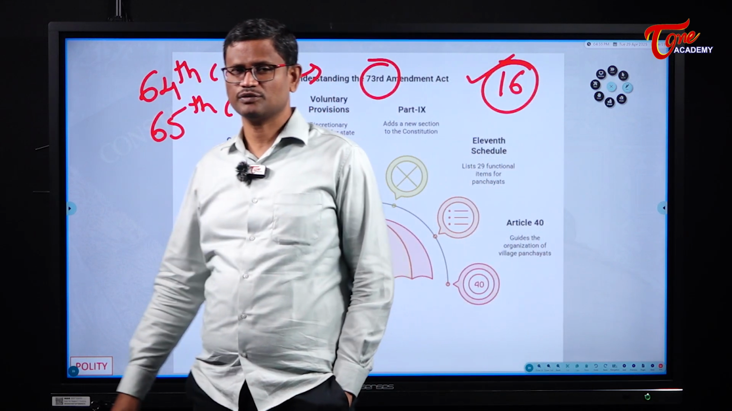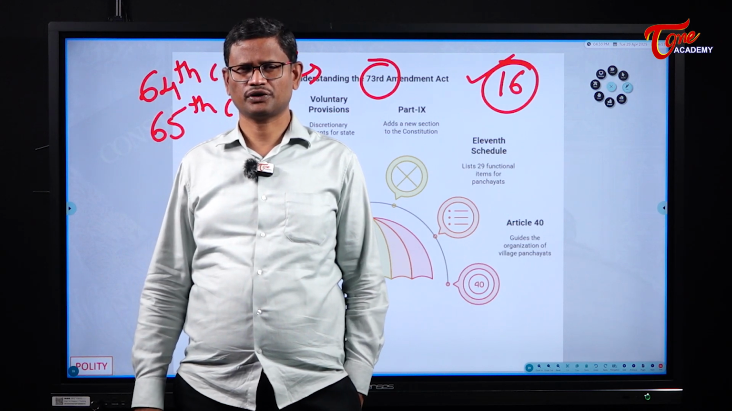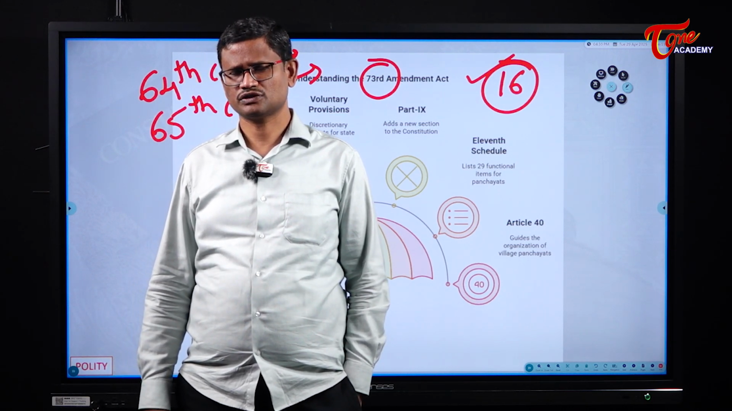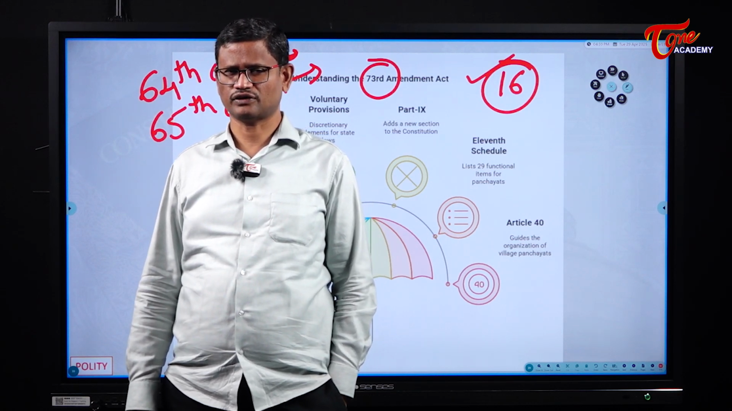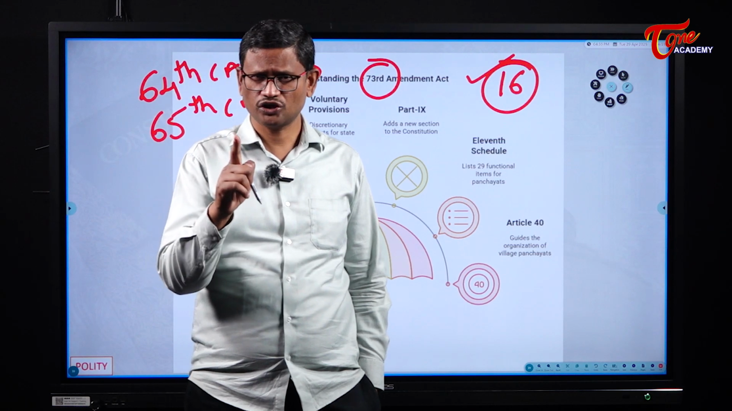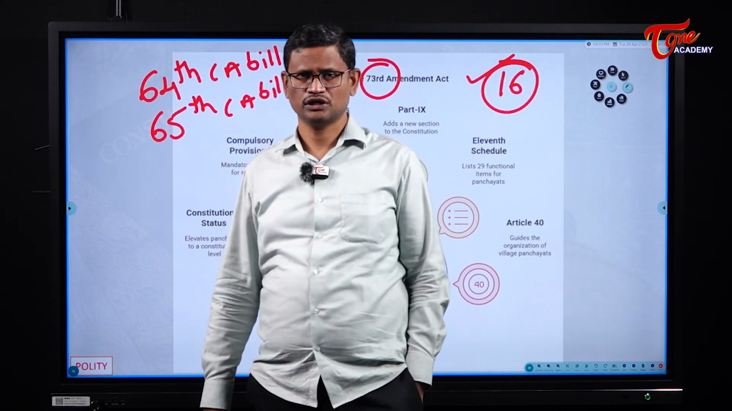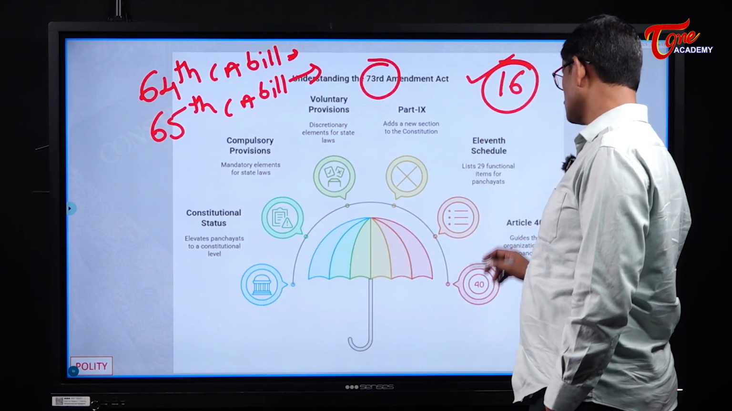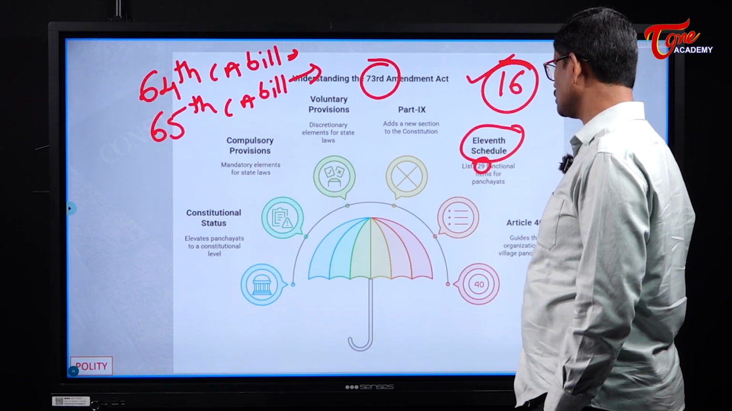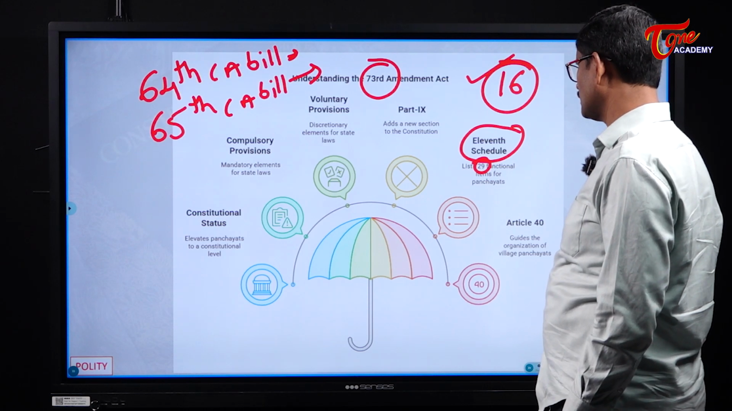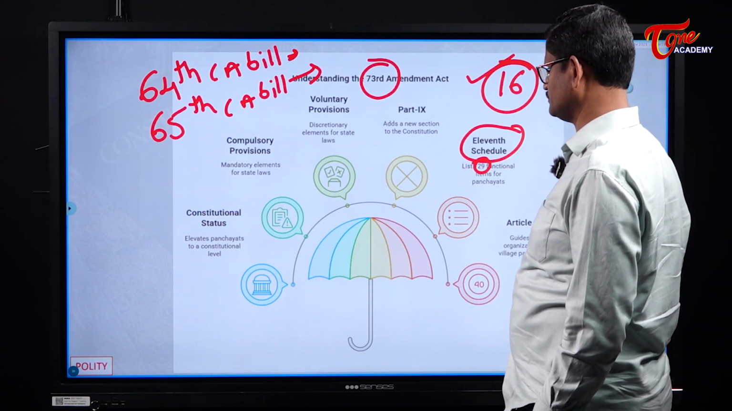The 73rd Amendment to the Indian Constitution has incorporated detailed provisions with respect to the 3-tier Panchayati Raj system. A total of 16 articles were added, and a new schedule was also added to the Indian Constitution, that is the 11th schedule. The 11th schedule speaks about 29 items which are to be given to the 3-tier Panchayati Raj system.